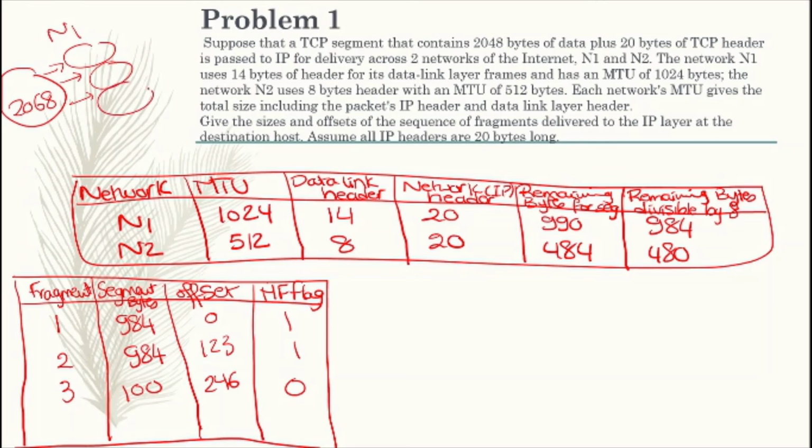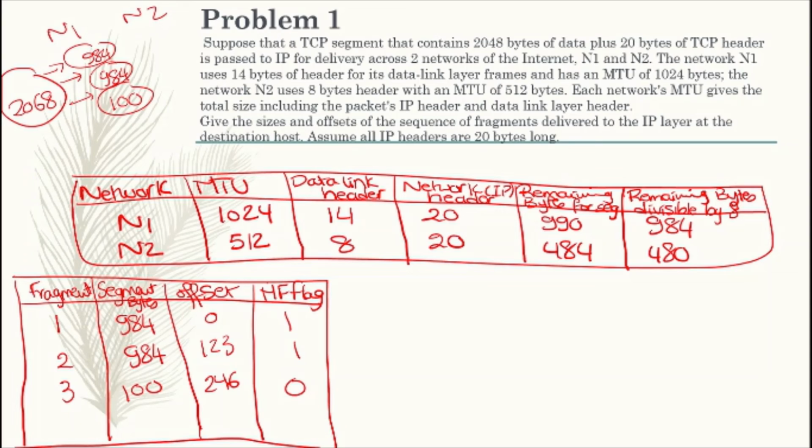The first fragment was of size 984. The second one was of size 984, and the last one was of size 100. So now we need these fragments to pass through N2, which has a maximum transmission unit of 512, and the maximum segment size that could be allowed is 480. So now we need to further fragment these fragments so they could pass through N2 as well.